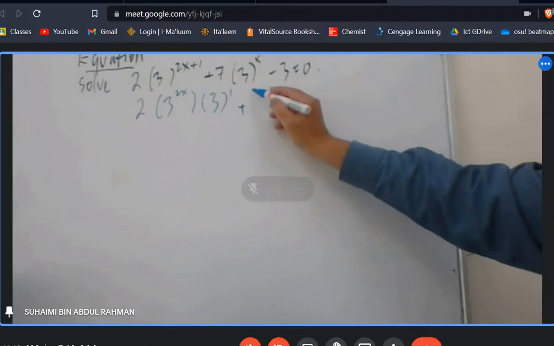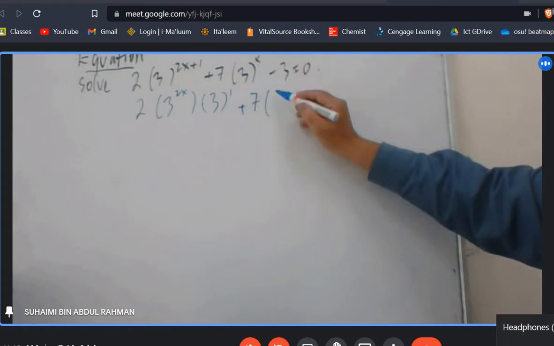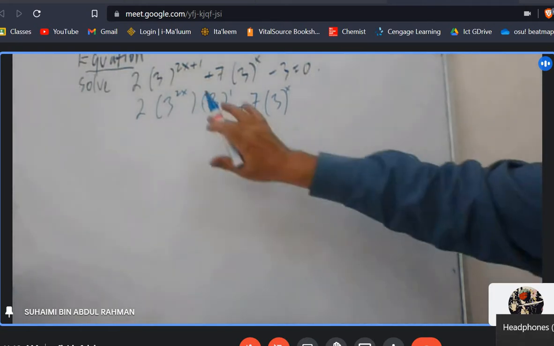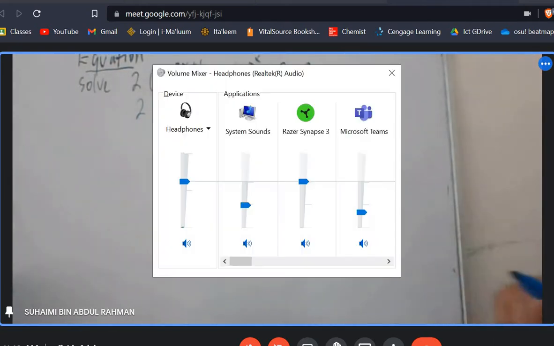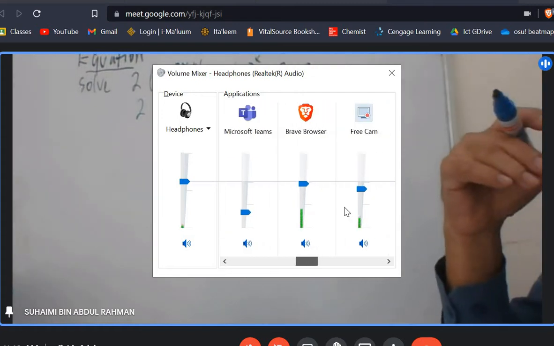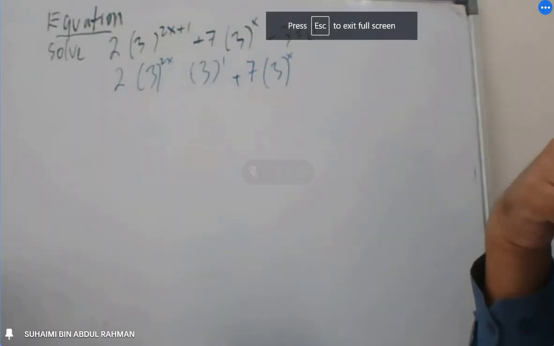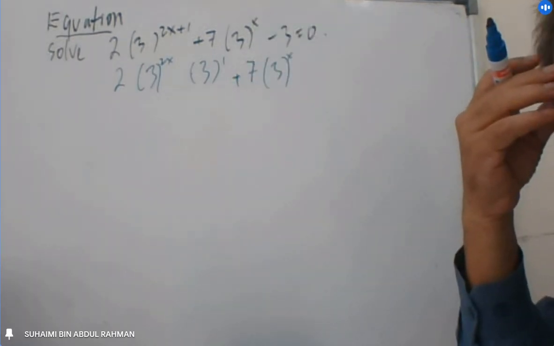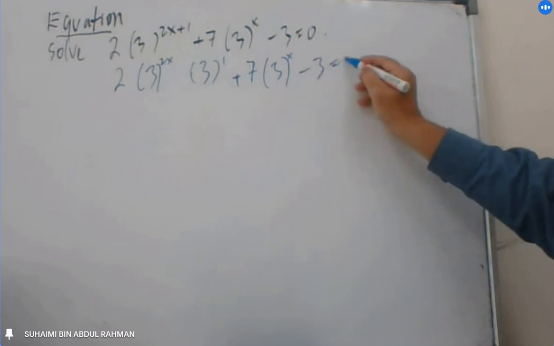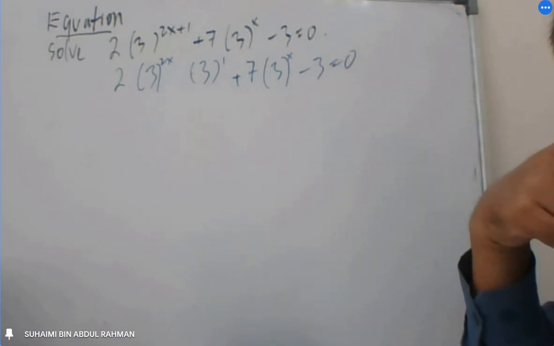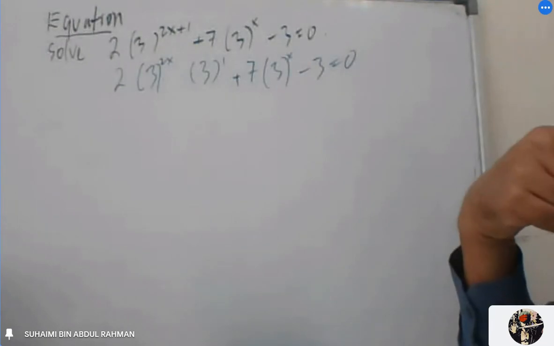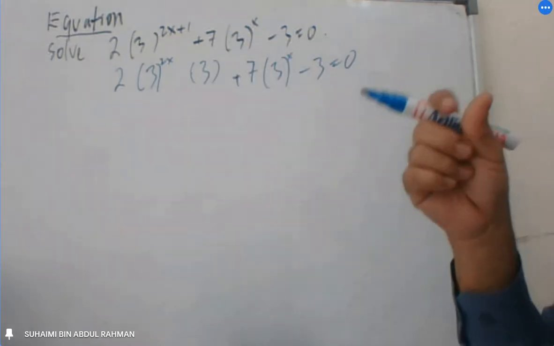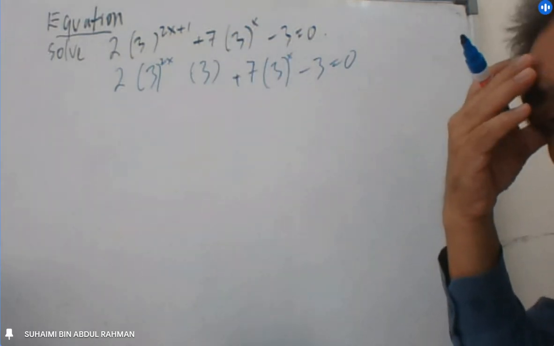Plus 7 times this one, we cannot do anything with it. This is 3 to the power of 2x. We don't have anything to make the calculation, so it stays as 3 to the power of x, minus 3 equal to 0. Then 3 to the power of 1 is 3.